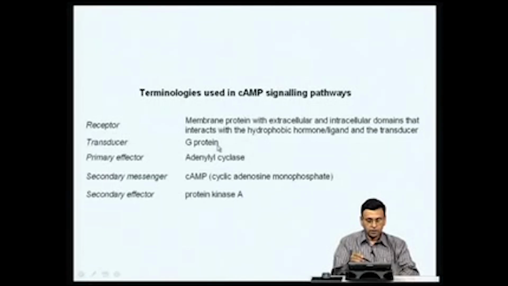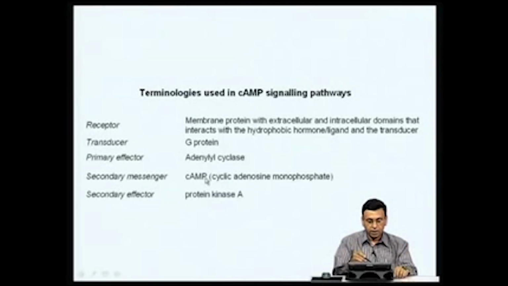Now, how does the G protein act as a transducer? It goes and interacts with the primary effector molecule, and in this case the primary effector molecule is adenylyl cyclase. Once the ligand interacts with the receptor, the trimeric G protein dissociates, and the alpha subunit now comes and binds to adenylyl cyclase. The GTP bound form of the G alpha subunit activates adenylyl cyclase, and therefore it results in synthesis of cyclic AMP, and cyclic AMP therefore is the second messenger. So, the first messenger is the hormone which bound to the receptor.